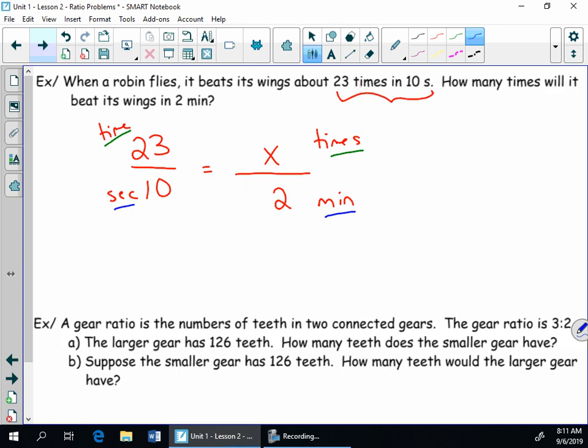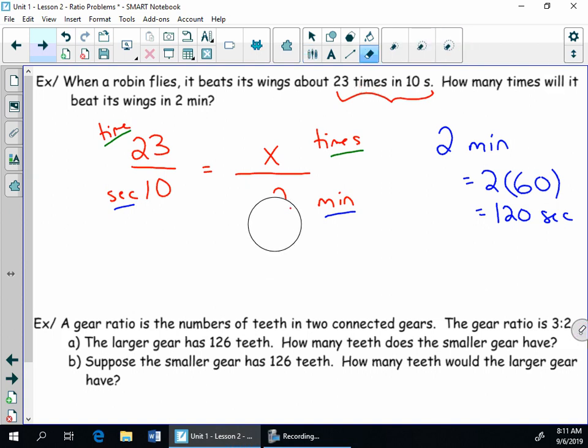So we've got to fix this before we start. I got to stop and think about what do I know about 2 minutes in terms of seconds. Well, I know 1 minute is 60 seconds, so 2 minutes times it by 2 is 120 seconds. I've got to make sure when I'm setting up a ratio that I'm actually setting up equivalent things, 120 seconds.